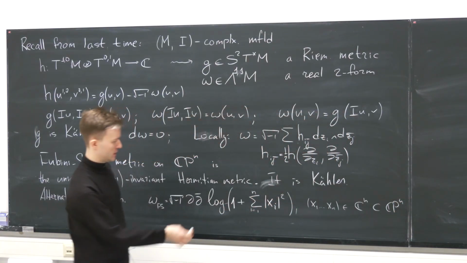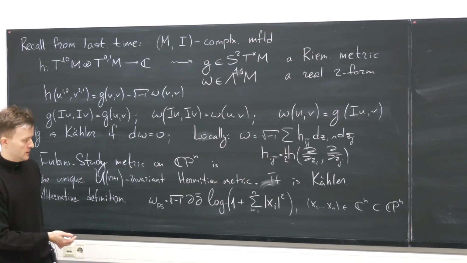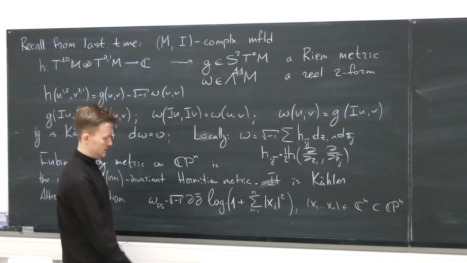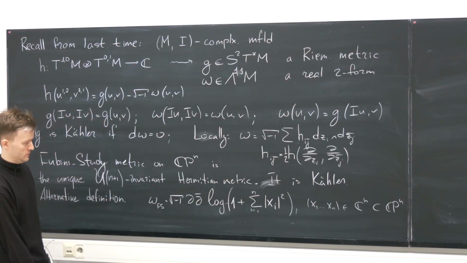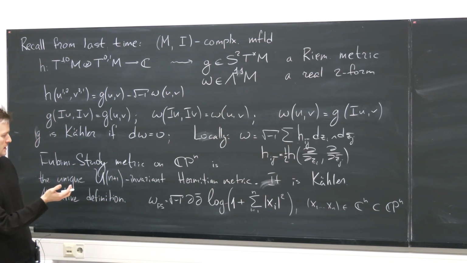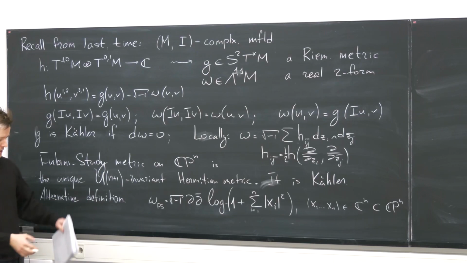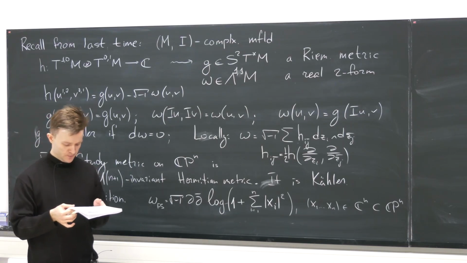But you can cover CP^n with such affine subsets, as I have explained already in the first lecture. And then you may check that these forms in those local affine charts glue together to produce a Hermitian Kähler metric on CP^n, and that is the same metric. You can think about why it's the same metric. That's an exercise. All right.